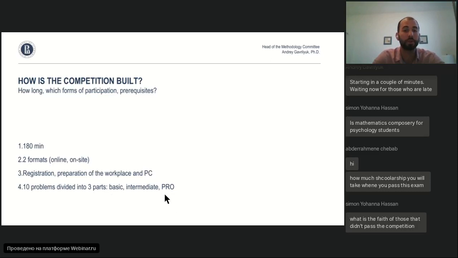And also these 3 parts are marked in a different manner. Each problem from the basic part costs 7 points, the intermediate part costs 13 points, and the pro part 16 points.